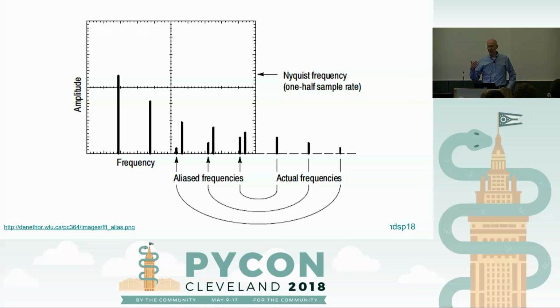So 7,000 gets folded over. 7,000 is 2,000 in excess of my folding frequency, so it's going to get wrapped over to 2,000 below my folding frequency. So 7,000 goes down to 3,000. 8 folds to 2. 9 folds to 1. Where do you think 10 folds to? Zero, which ends up looking like a flat line. So I actually can't distinguish between adding a 10,000 hertz signal or adding an offset where it just shifts the signal up or down a little bit. Once I'm looking at discrete samples, I can't tell the difference.